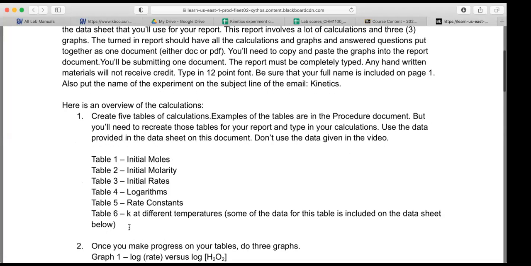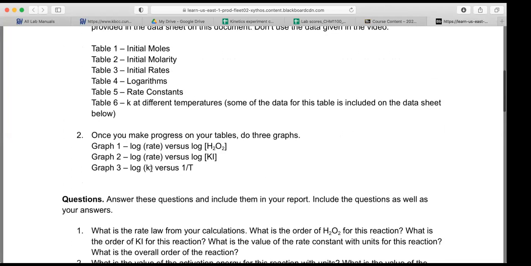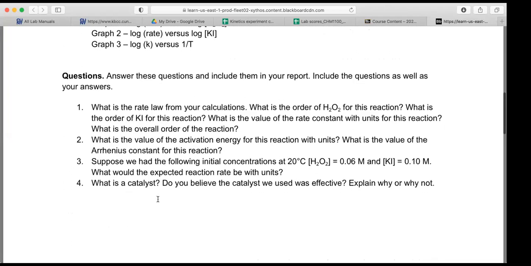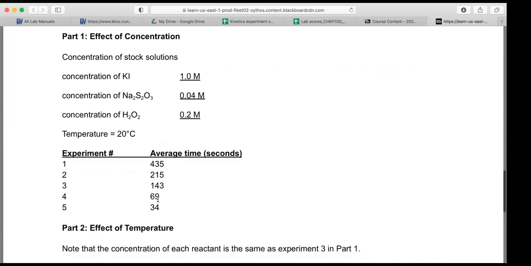It's talking about all the tables in here and the graphs. You have tables and graphs, and then answering these 4 questions. So it's a very lengthy process. That's why you have a couple weeks to do it, because it's pretty lengthy.